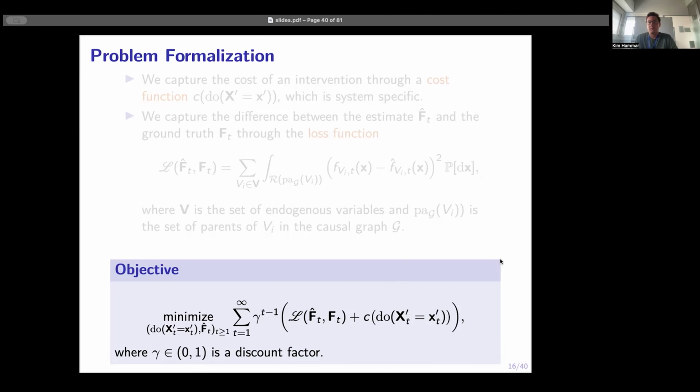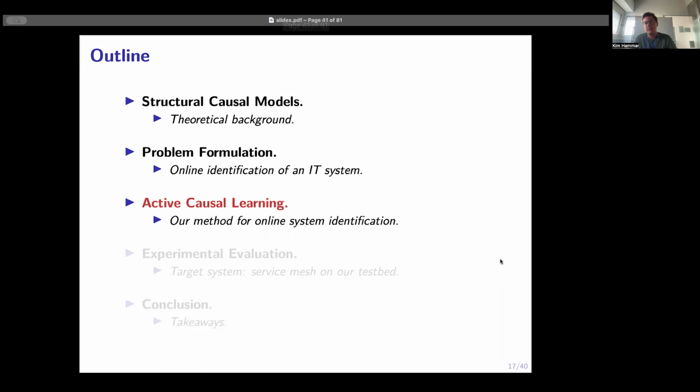However, as I will explain shortly, our method will allow you to obtain a very meaningful approximation to this problem in a way that is also practical, in the sense that you can actually run our method efficiently on an operational system, as I will detail now in the next few slides.